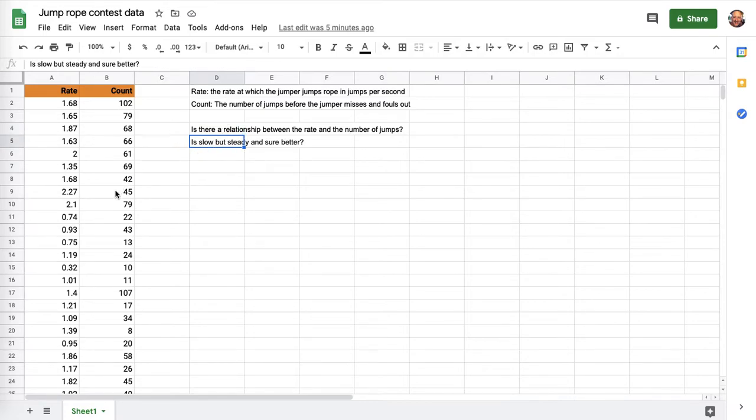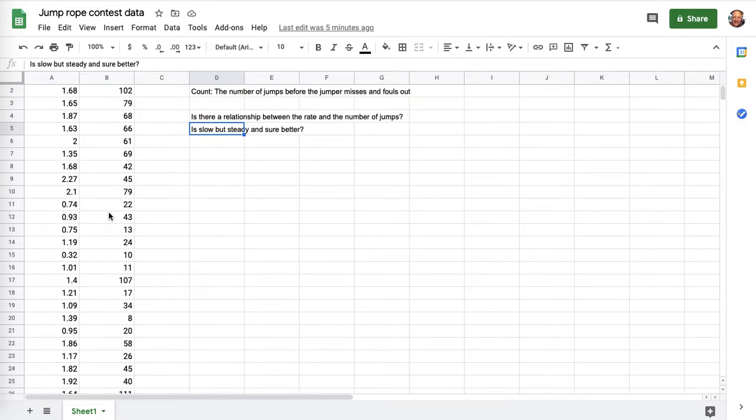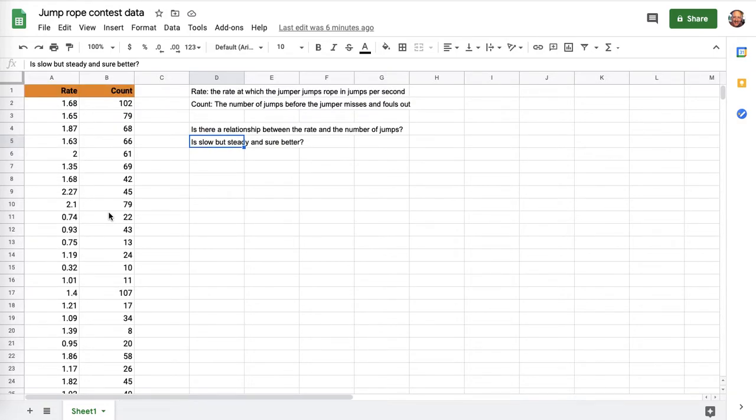Many jumpers tried going slowly and carefully so as not to trip over the rope, which would foul them out. Is slow but steady and sure better, to go slowly and more carefully? Or do you do better to go faster, jump faster? What works better for winning this contest?